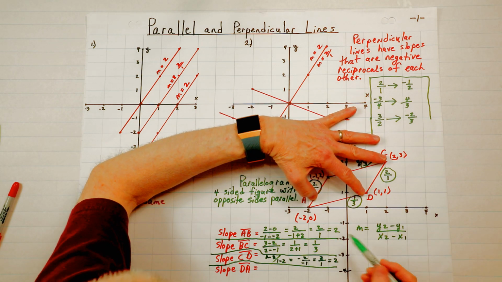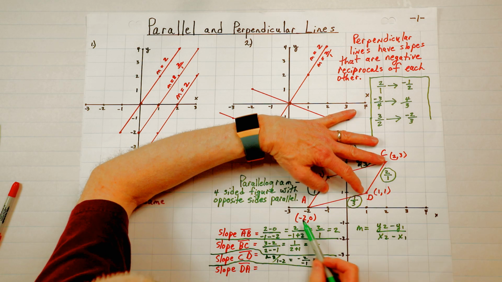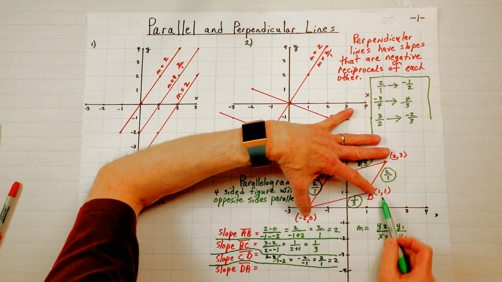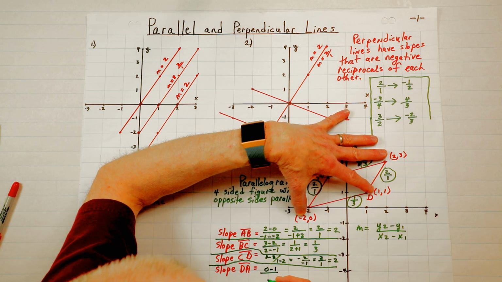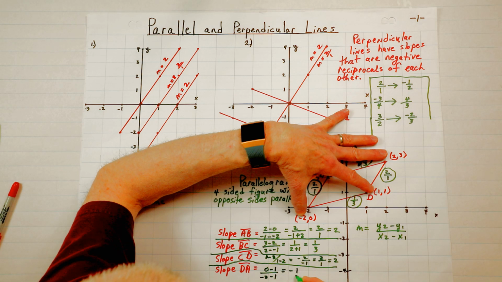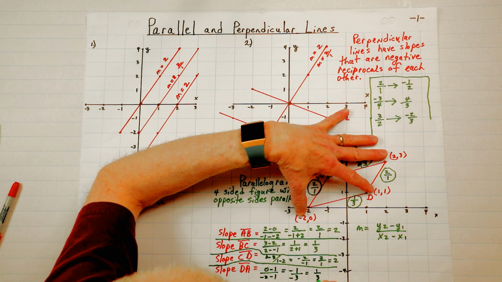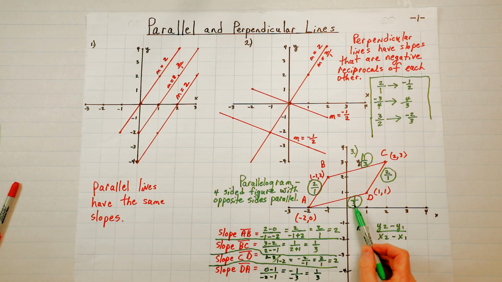And the last one is DA. So this is going to be my x2, y2. This is going to be my x1, y1. Okay, so for the numerator, I'm going to have 0 subtract 1. And for the denominator, I'm going to have negative 2 subtract 1. And that gives me negative 1 over negative 3, which is a negative divided by a negative is a positive, so we just change this to positive 1/3. And that's what we got up here when we counted spaces.